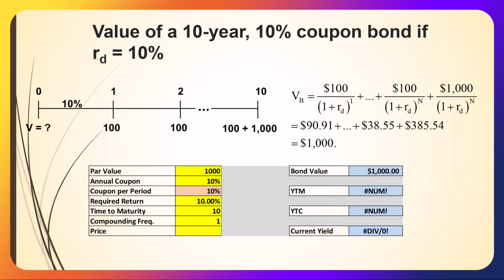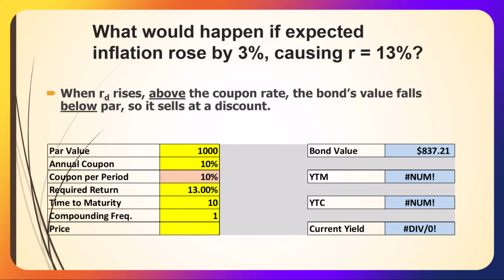As a bond investor, you want to have an understanding not of where interest rates are today, but where interest rates are going to go in the future. So what would happen if inflation rose by 3% for this bond, which then would cause the required return to increase by 3%? So now the required return is 13%. You can see that the bond value has dropped from $1,000 to $837. So when interest or inflation or risk goes up, prices go down.